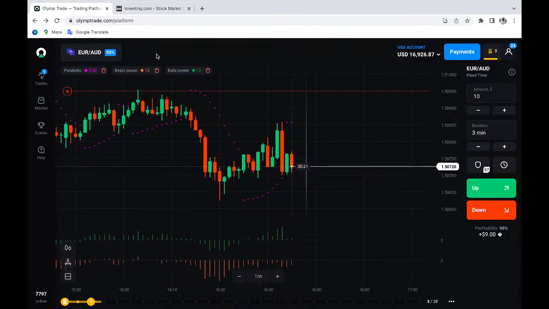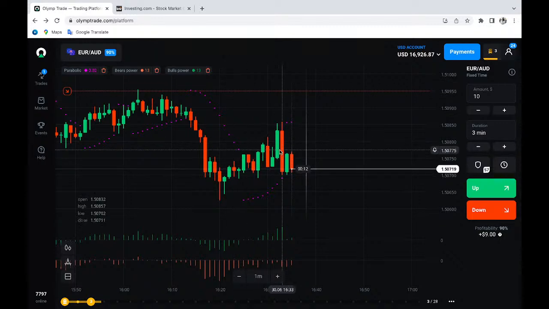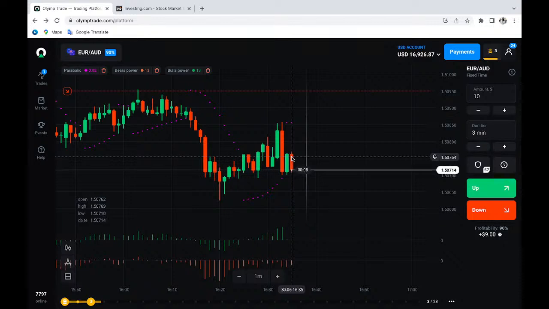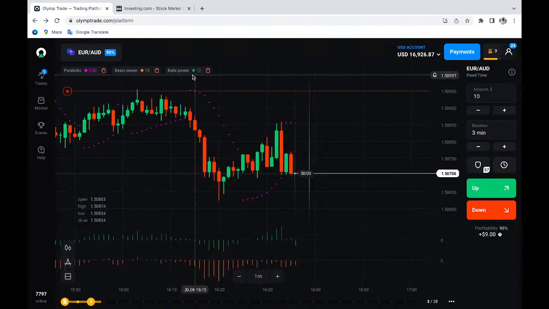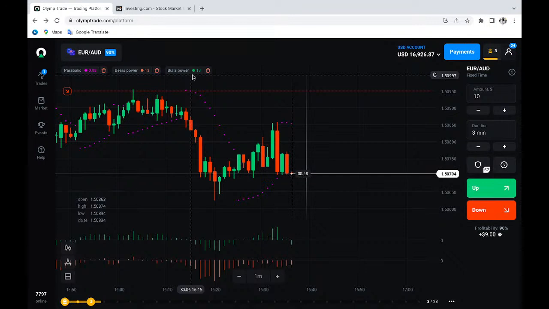Second, we are using Bull Power and Bear Power. Bull Power compares the high of the current candle with the EMA 13. That's why we are using a period of 13. So Bulls equals high, meaning the high of the current candle minus EMA 13. Same with Bear Power. It compares the low of the current candle with the EMA 13.